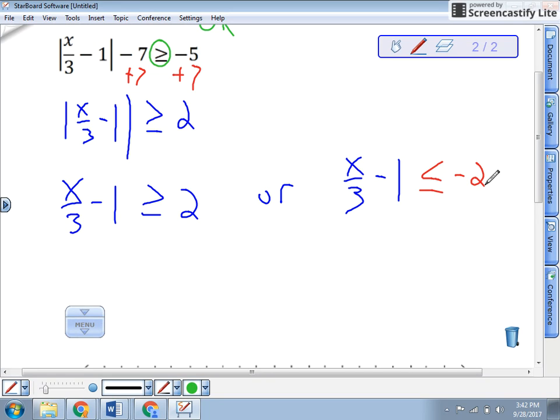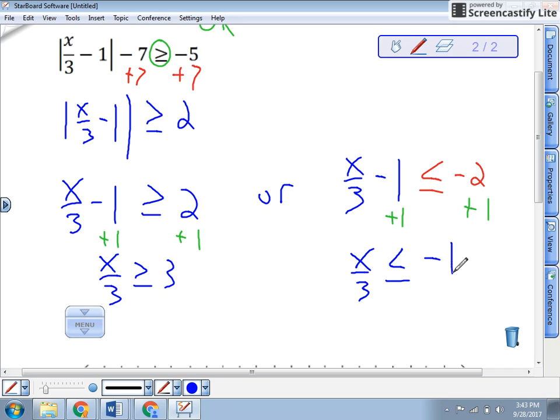Okay, now I solve it just like we always do: add 1. I can do that over here as well at the same time, because it's going to be the same steps. So I'm going to have x over 3 greater than or equal to 3, and then over here, x over 3 less than or equal to negative 2 plus 1, which is negative 1.